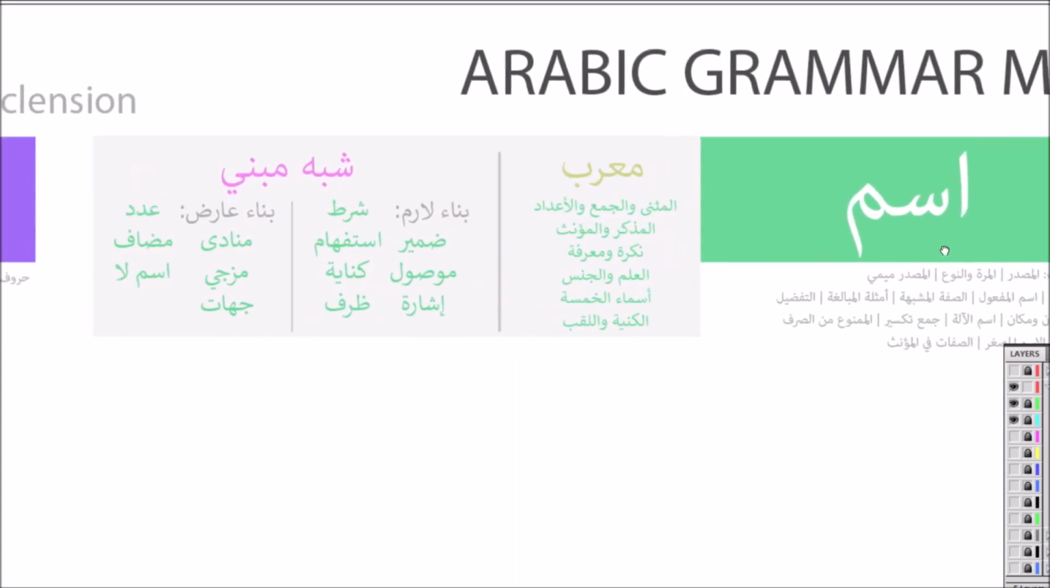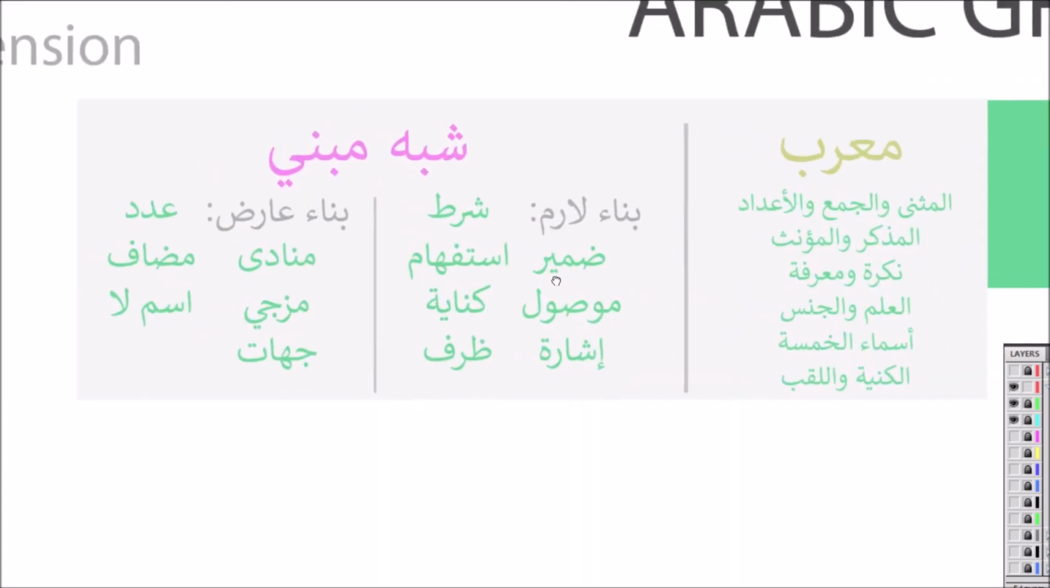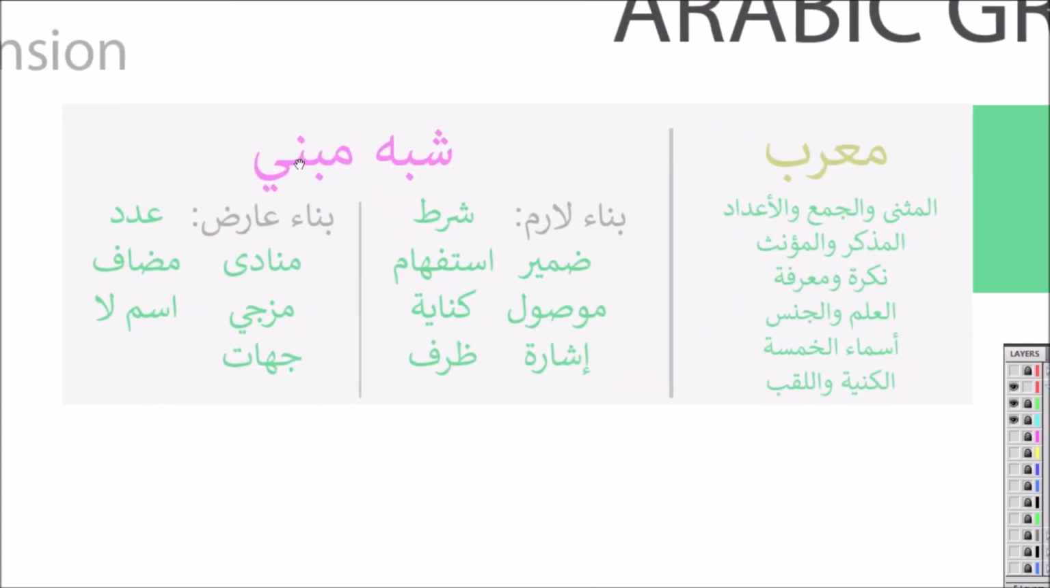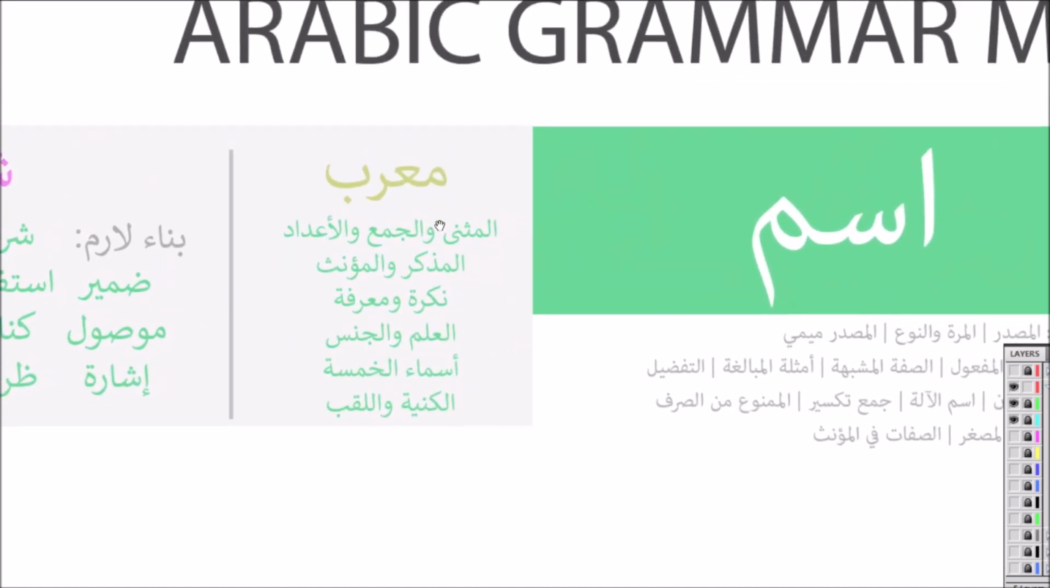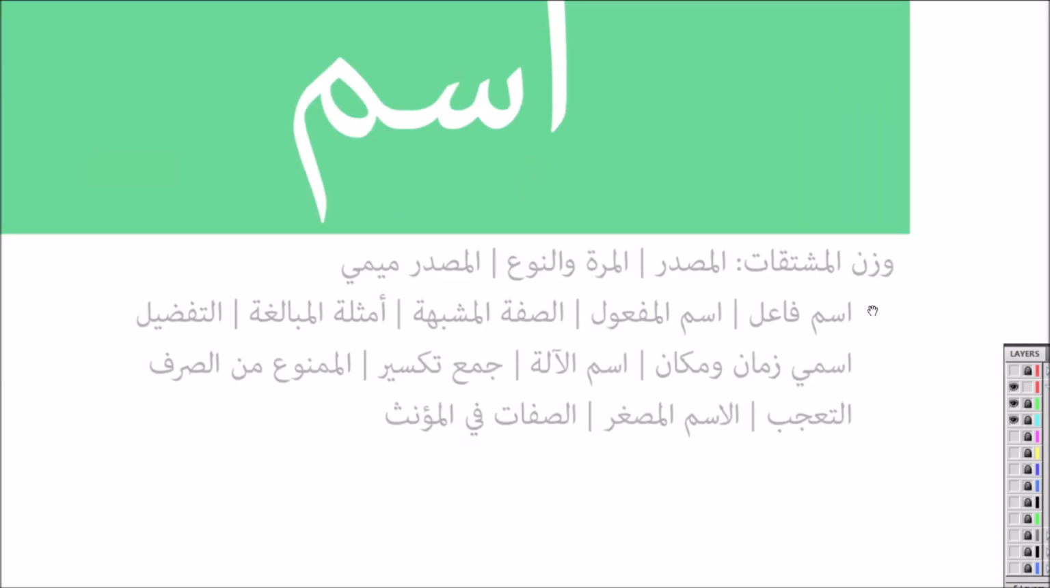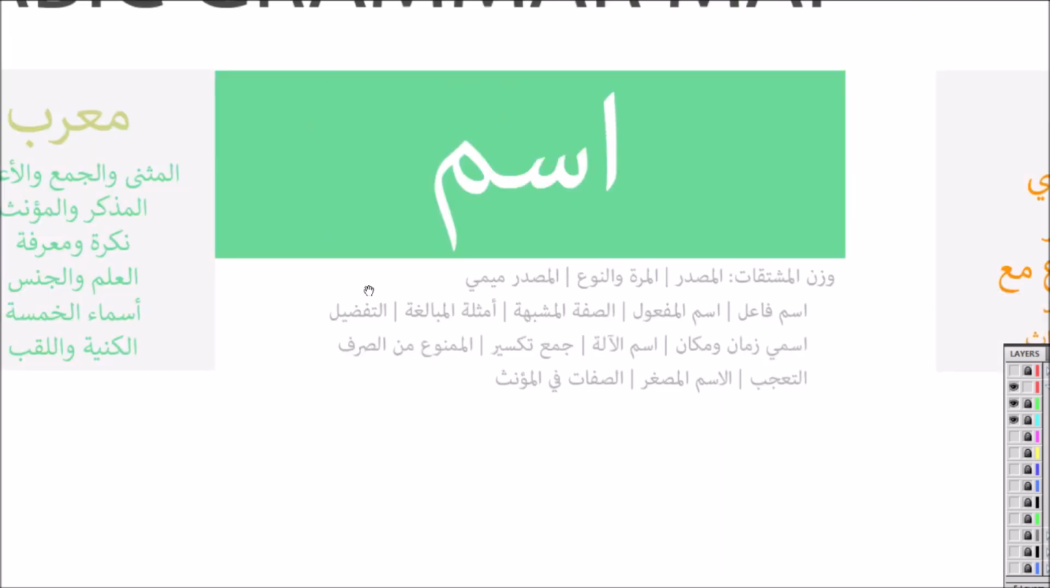Okay, which are going to be either mu'rab or shibh mabni, because although it doesn't change, it stays in a position of that which changes, according to some grammarians, depending on who you study with. And then, so you have the mu'rab and all of the different categories, and of course the mushtaqat, which I think we've covered in sarf, the derived nouns.